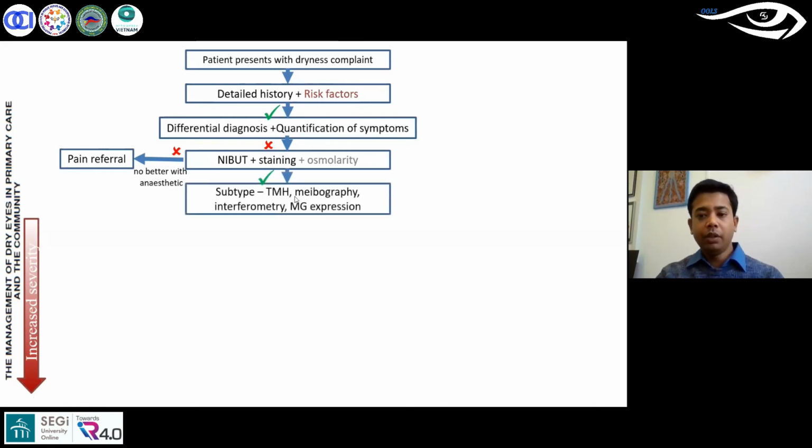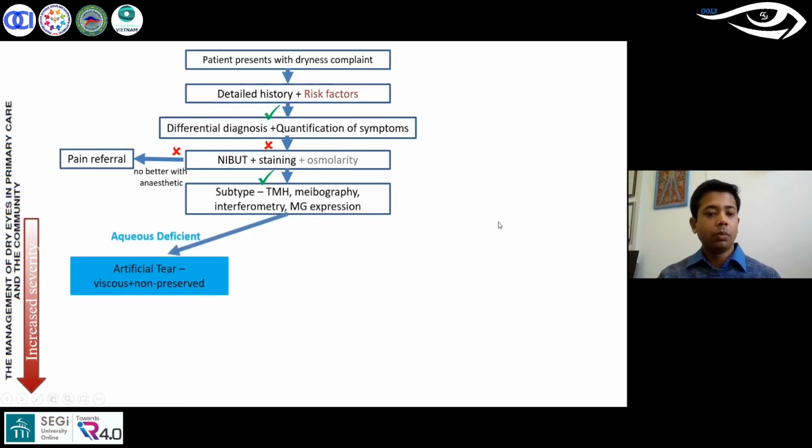If it's yes, we go for subtype, which is aqueous deficient or evaporative dry eye. Tear meniscus height, meibography, interferometry, which assesses the lipid layer thickness, and meibomian gland expression will tell us which direction it is going. Is it meibomian gland dysfunction, and what type?